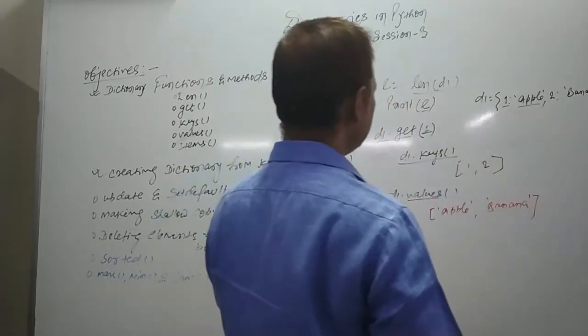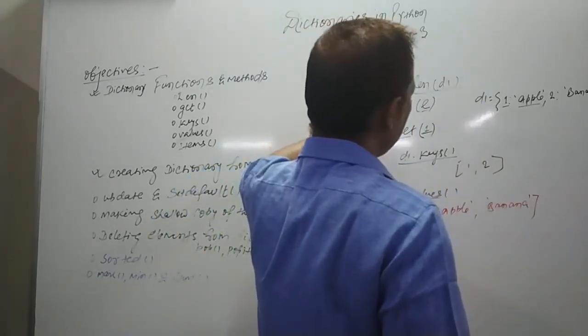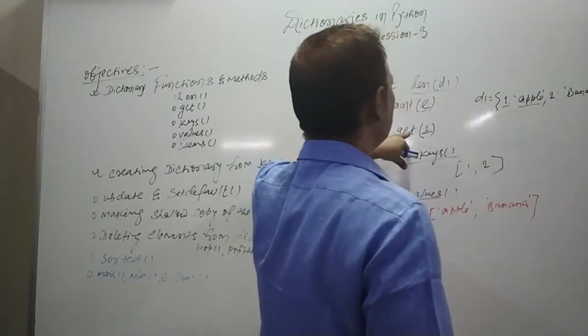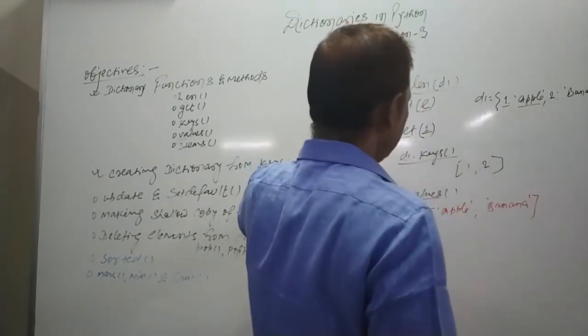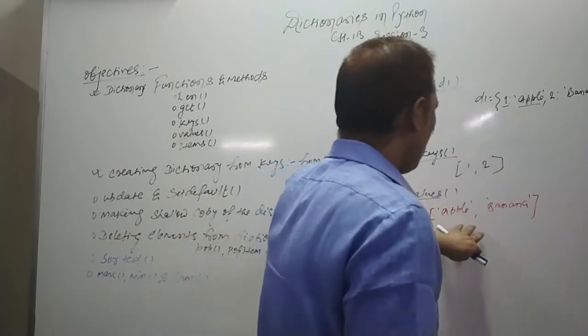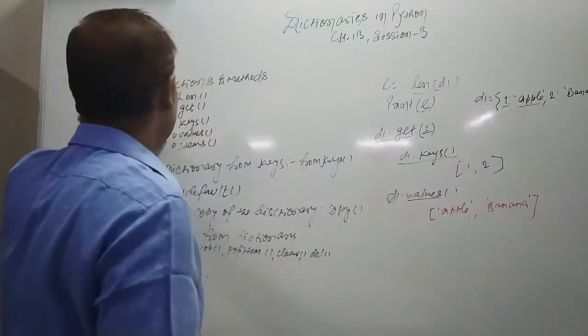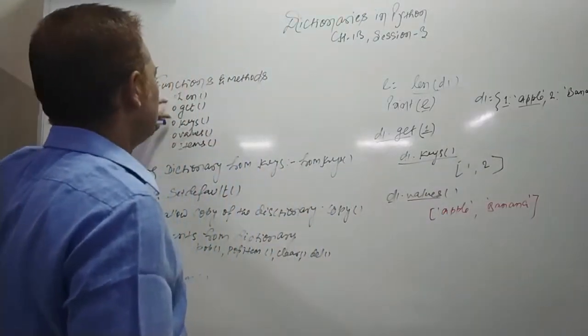It was the items method, basically, that I was talking about. So d1 dot get and under bracket the key will give you the value of that particular key, and d1 dot values will print all the values. d1 dot keys will print all the keys. I hope these four methods, keys, values, get and len, are very clear.